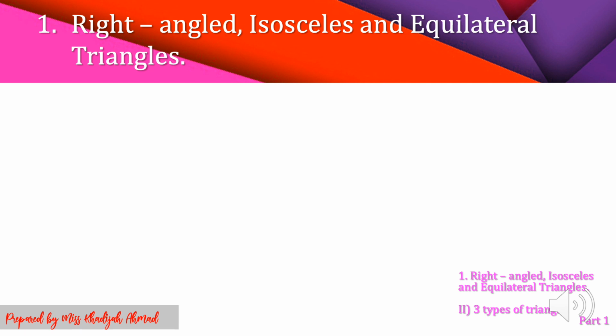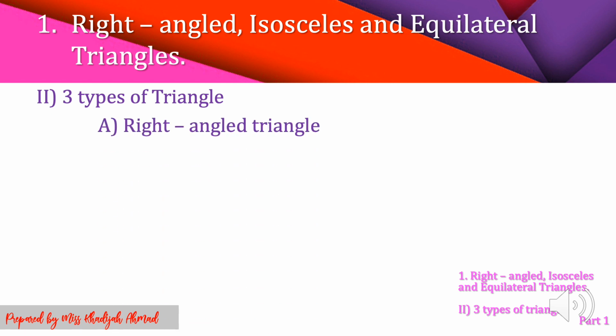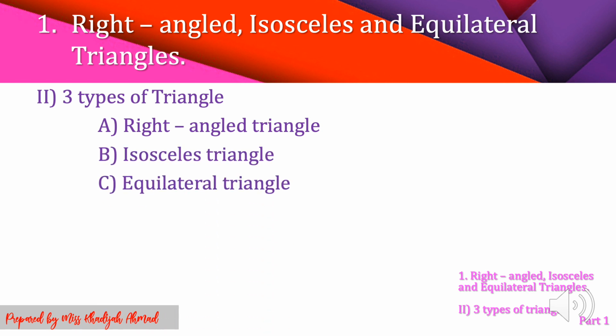Let us continue. The 3 types of triangle: 1. A right angle triangle, 2. An isosceles triangle, 3. Equilateral triangle.